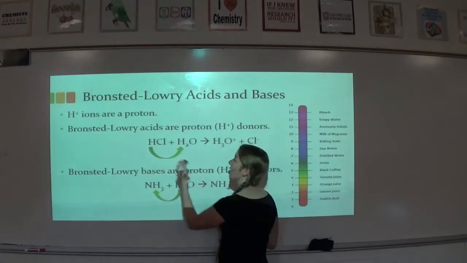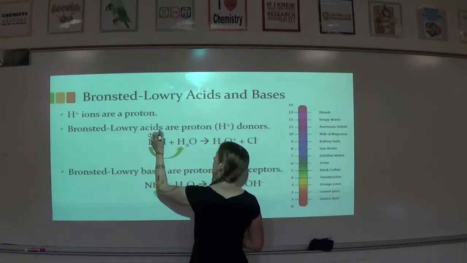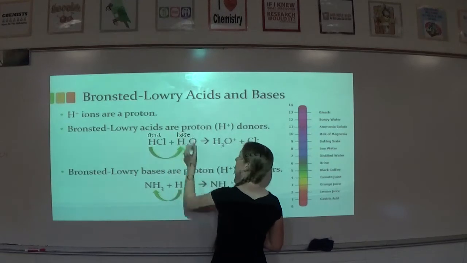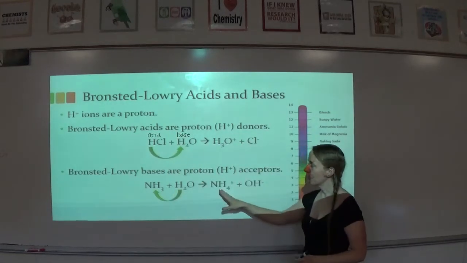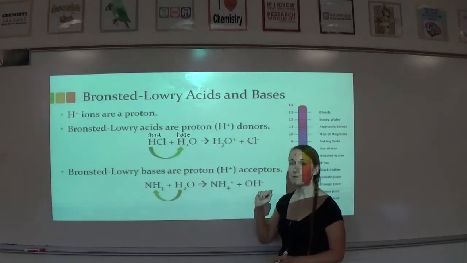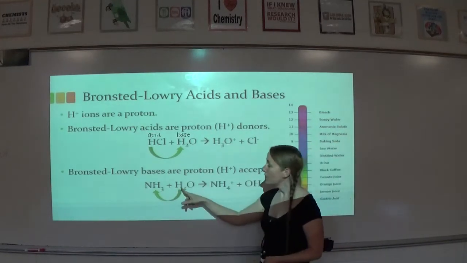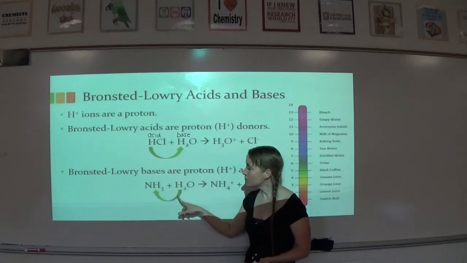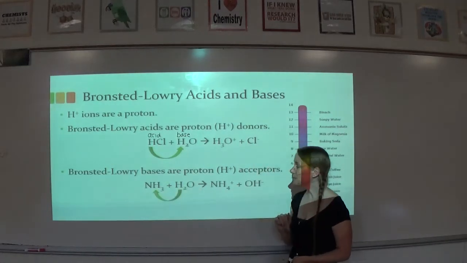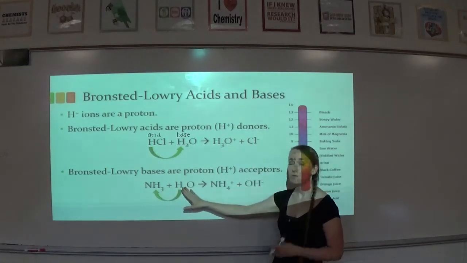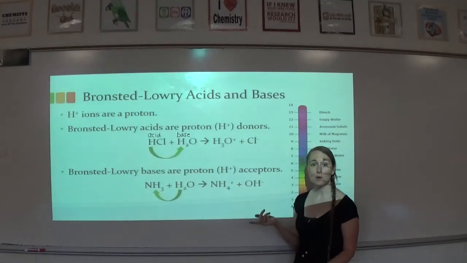So this would be our acid, and water is acting as our base. So let's look at this example. So here we have NH3 plus water making NH4 plus OH minus. So what's happening? Well, H2O is giving its hydrogen to NH3, so NH3 can become NH4. And once water loses a hydrogen, you're left over with OH minus.